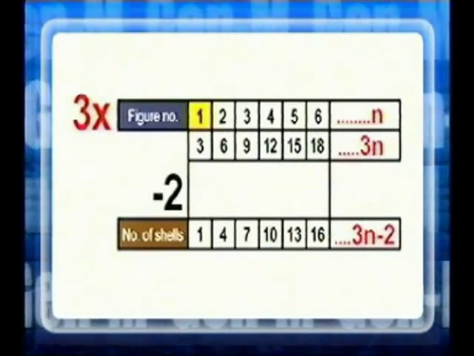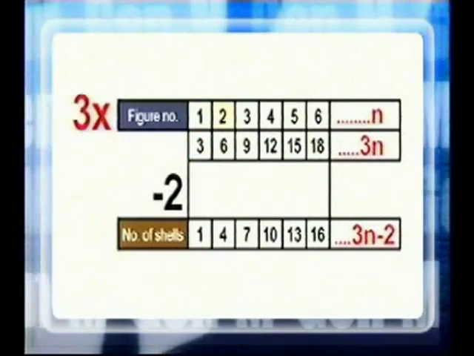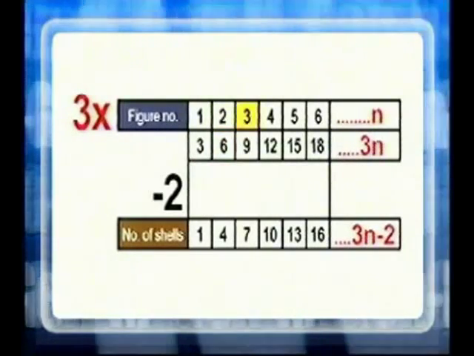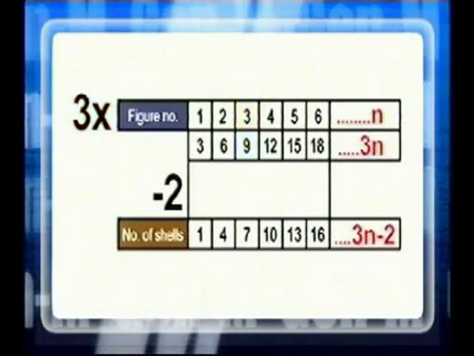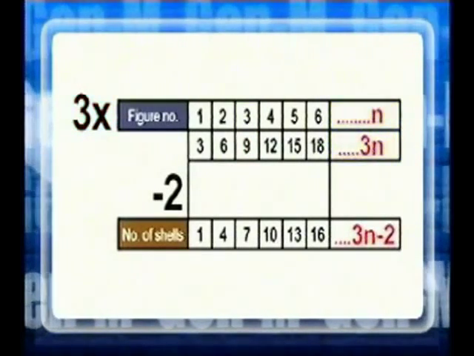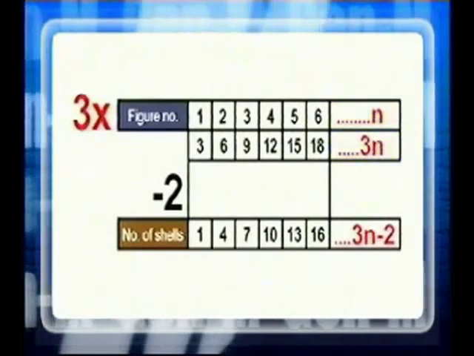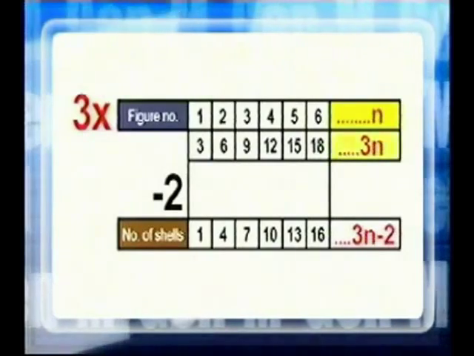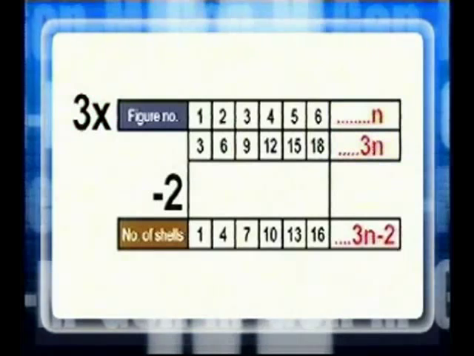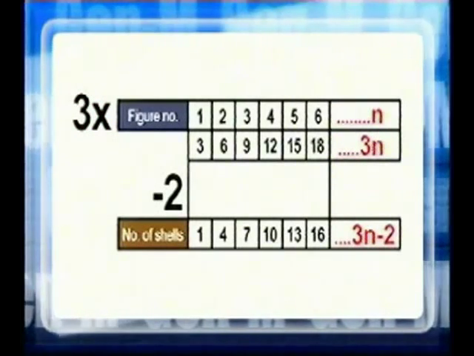3 times 1 is equal to 3. 3 times 2 is equal to 6. 3 times 3 is equal to 9. 3 times 4 is equal to 12. 3 times 5 is equal to 15. 3 times 6 is equal to 18. If I subtract 2 from these numbers, I will get the number of shells in each figure.